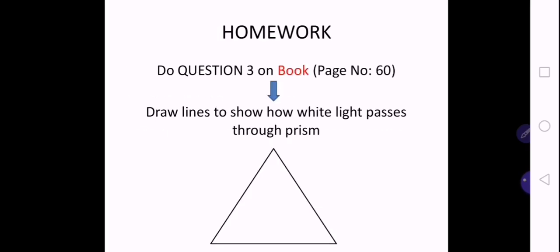And your homework is that you have to do question number 3 on book page number 60, which is to draw lines to show how white light passes through a prism. This question you will do on page number 60 of your book. This is your homework.